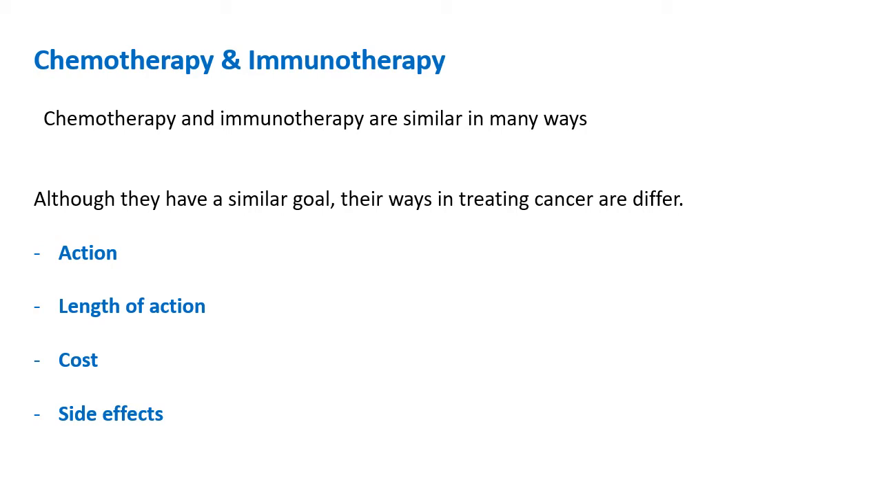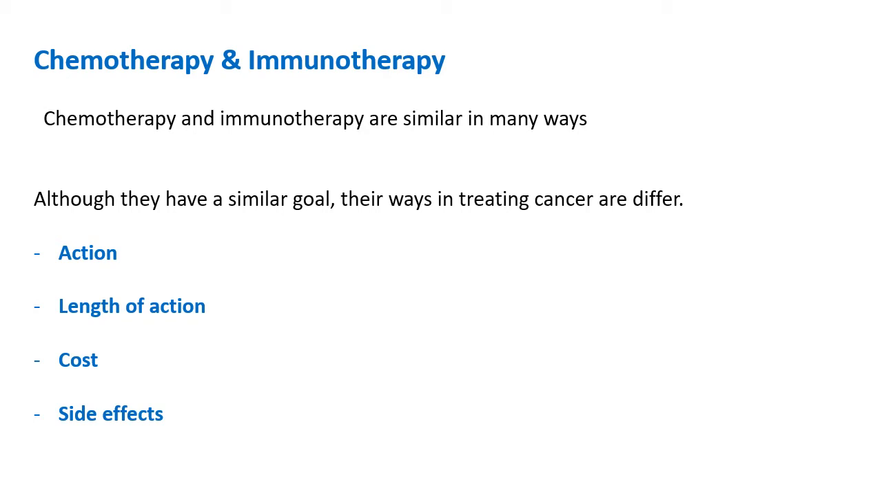Now, let us discuss the differences between chemotherapy and immunotherapy in order not to confuse between the two. Chemotherapy and immunotherapy are similar in many ways. Both are drug therapies that seek to destroy cancer cells. Although they have similar goals, their ways of treating cancer are different. Now, let us discuss each point, the action of each one.